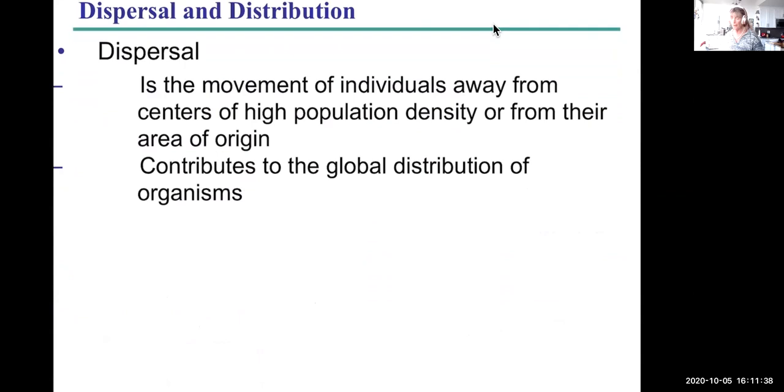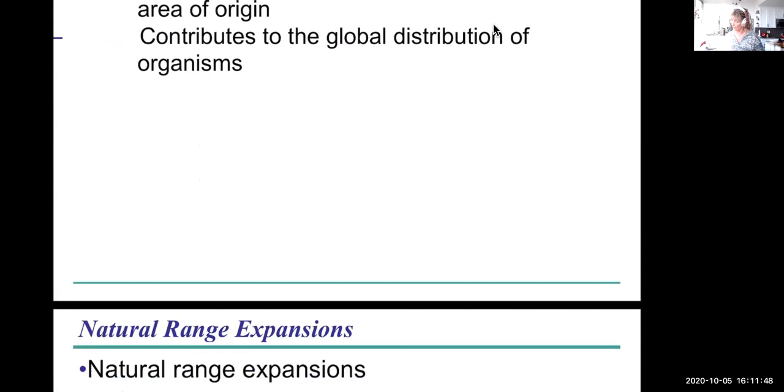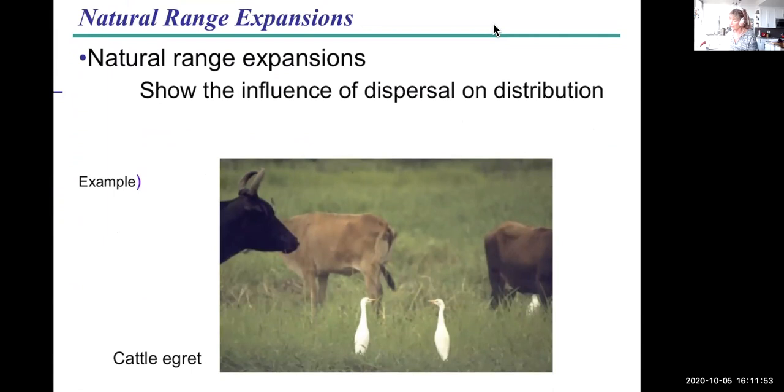Dispersal is the movement away from centers of high population density or from the origin, and that contributes to the global distribution of organisms. Natural range expansions are such that this is the egret, for example, and its range expanded with the advent of fields and cows, because the egrets will eat the insects that the cows bring up by their hooves.